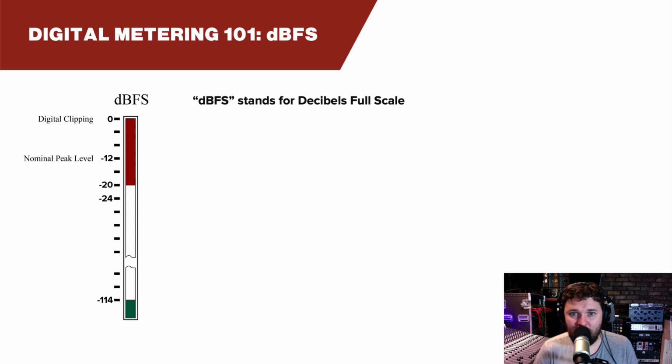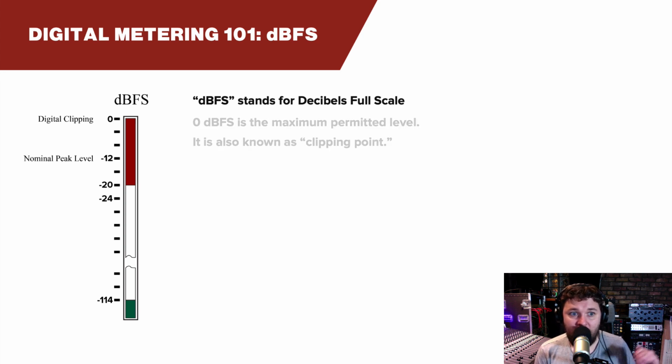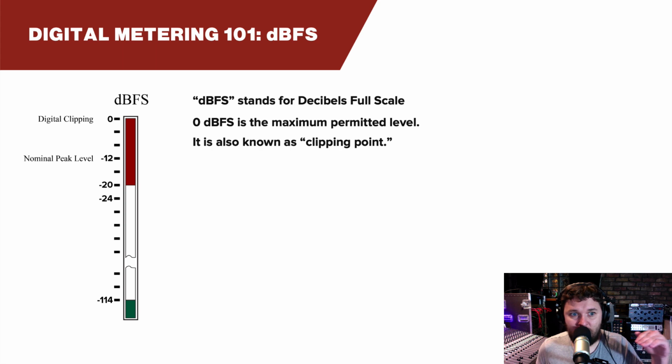Now, FS stands for full scale, and this means that it's representing the full scale of our hearing, and its reference point of 0 is actually the maximum permitted level of a system, or the clipping point. So this means if you hit 0, you can't actually get any louder than that, and if you try and turn the level up further than that, you're actually going to end up with hard clipping and distortion. With digital, it's very important that you avoid this point.